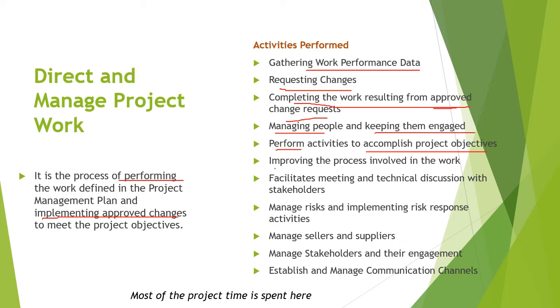The project manager needs to improve the process involved in the work. For example, there are some activities which are repetitive in nature, right? Whenever you perform that activity for the first time, you learn something. So the second time you perform the similar activity, obviously you would like to perform it in lesser time and with lesser resources. So you continuously improve the process. Improving the process involved in the work is also one of the very important activities that the project manager performs during direct and manage project work.